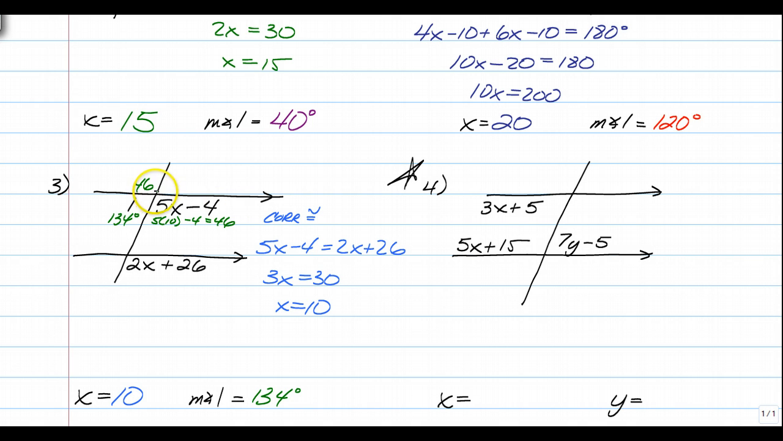And then these two angles are 46, but angle 1 is a linear pair with them. They're not congruent. So you subtract 46 from 180, and you end up with 134.